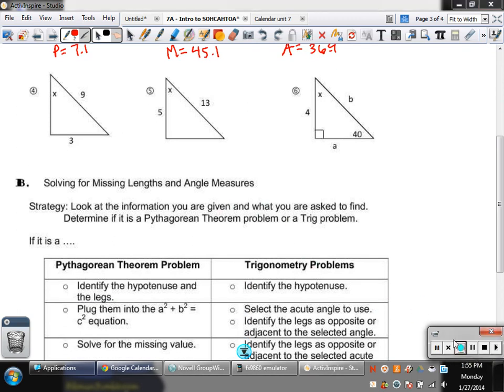So same idea, except the ratio is not given to us. So I need to, here's the angle I'm talking about.